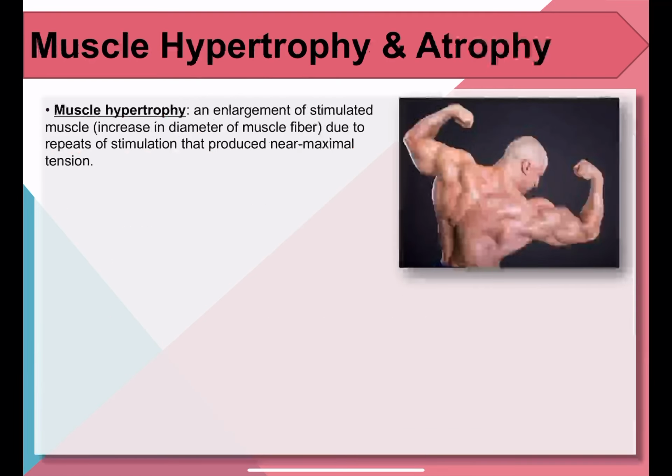Now, our muscle size can also differ with the amount of usage. The diameter of our muscle fibers can increase with repeating cycles of stimulation that produce almost maximal tension consistently. This will result in what we call muscle hypertrophy. So that is why they say if you want to build muscles, you have to make sure that, let's say you're a really built person, you can't just continue doing that 5-pound dumbbell all the time.